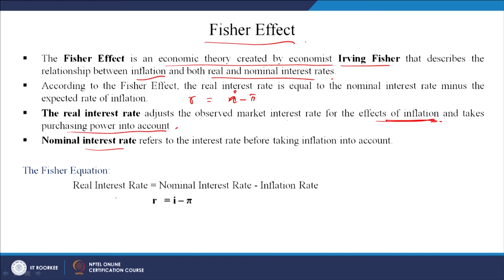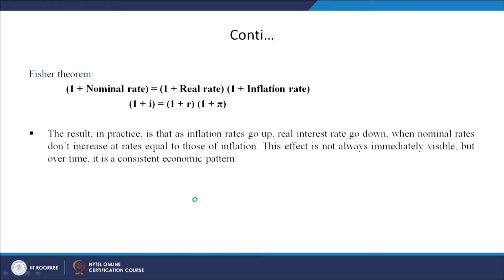What is the Fisher equation saying? The real interest rate is equal to the nominal interest rate minus the inflation rate, R equals I minus pi. He gave his theorem which says that 1 plus the nominal rate is equal to 1 plus the real rate times 1 plus the inflation rate. This is the Fisher theorem: 1 plus I equals 1 plus R times 1 plus pi.